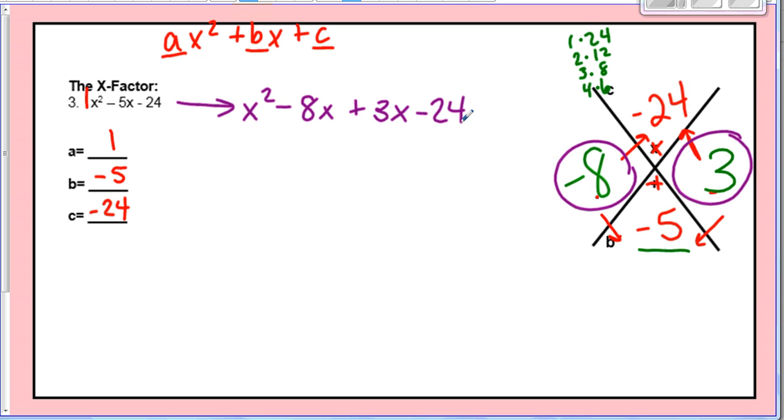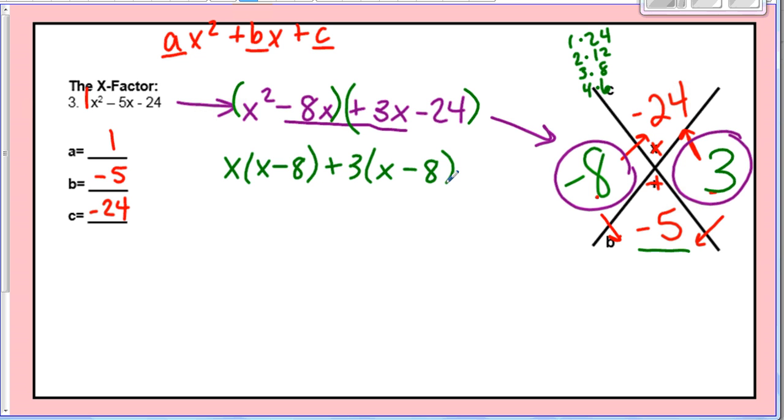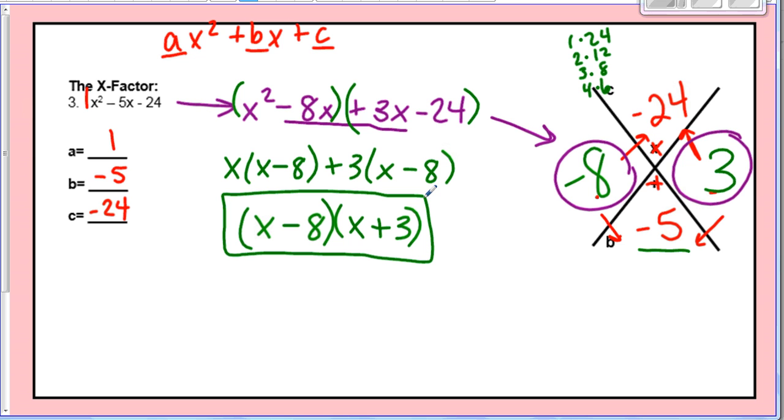So I've taken that negative 8 plus 3x from my x factor right here and made the negative 5 into negative 8 and 3. Now I can group. Okay, I can group the first two together, group the second two together. So now I've got x minus 8 times x plus 3. You also may notice that these two numbers, negative 8 and 3, are what are found here and here. Okay, we'll talk about that a little bit later.